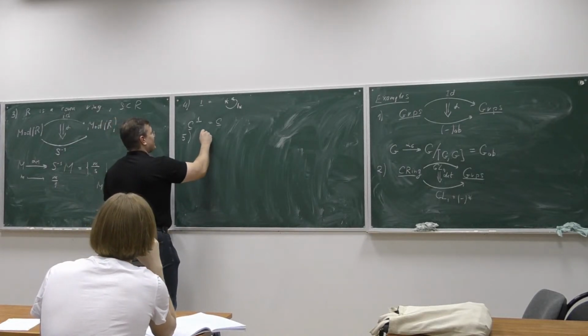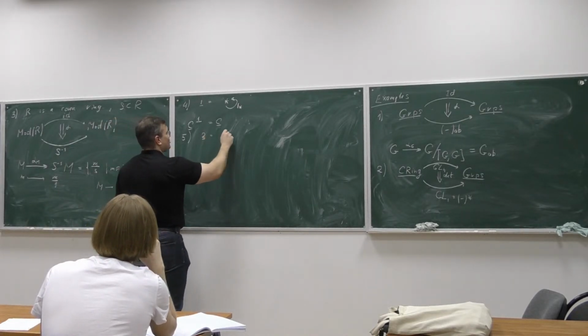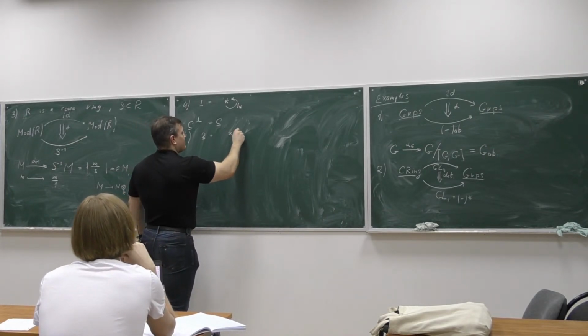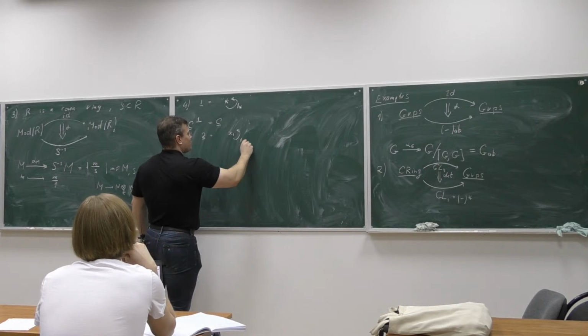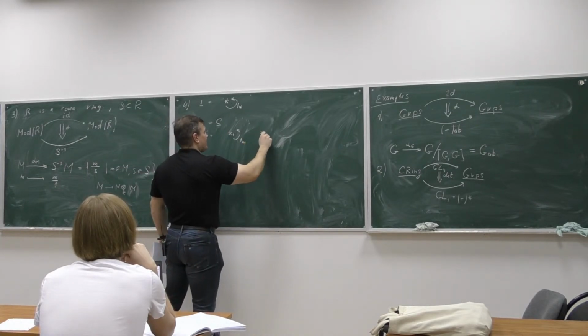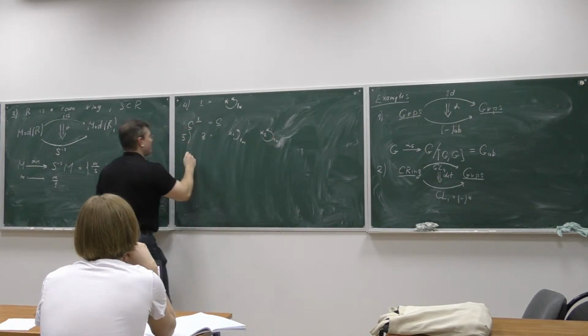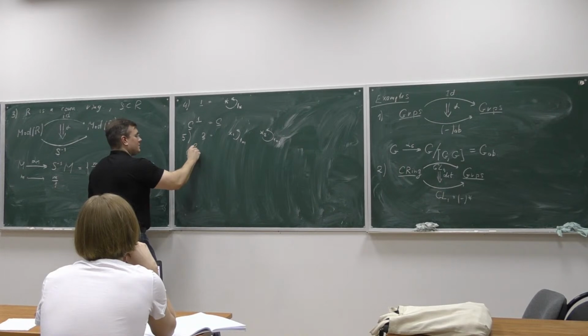So here I take category 2. This is just again 2 objects, say 1, and I have identity on the first object, and I have another object, and there are no maps between those objects. And I want to understand what C to the 2 is.